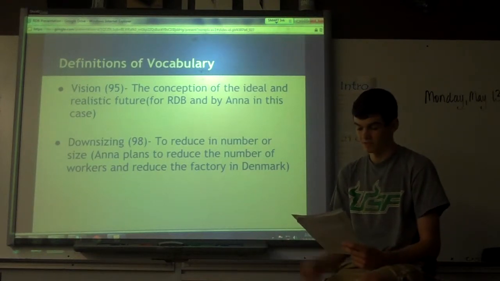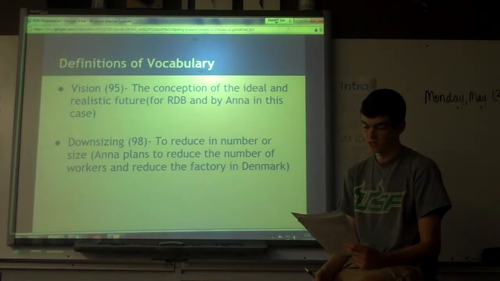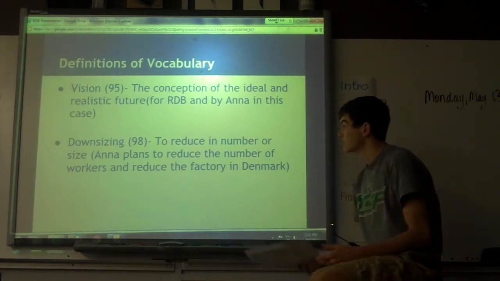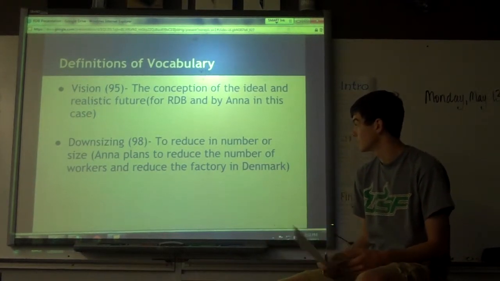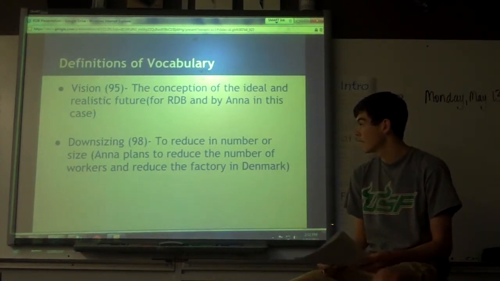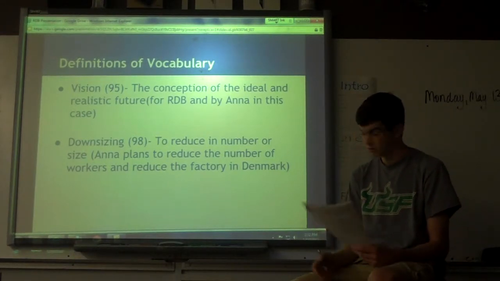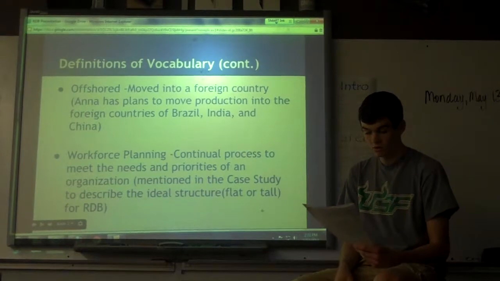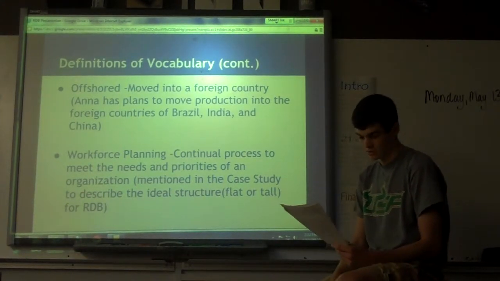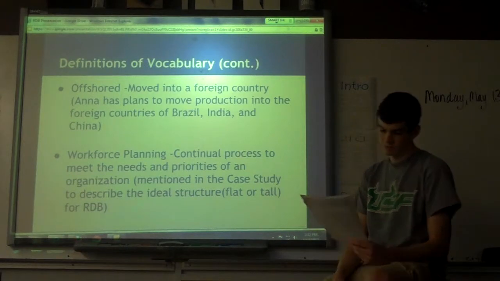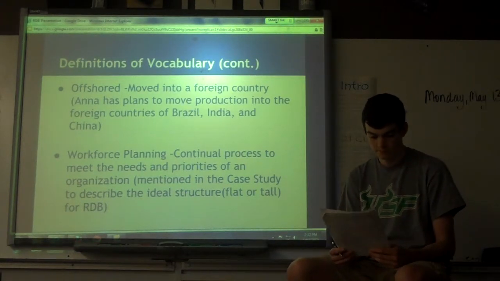So basically, the next one is downsizing, which means to reduce in number or size, and this has to do with, in the paragraph, Anna's plans to reduce the number of workers and reduce the size and the output of the factory in Denmark. Okay, offshored means moved into a foreign country, and in this context, she's planning on moving to Brazil, India, and China for production, low labor and everything.